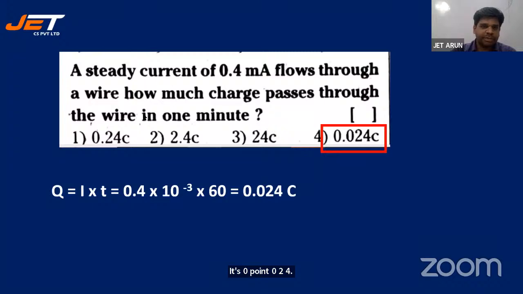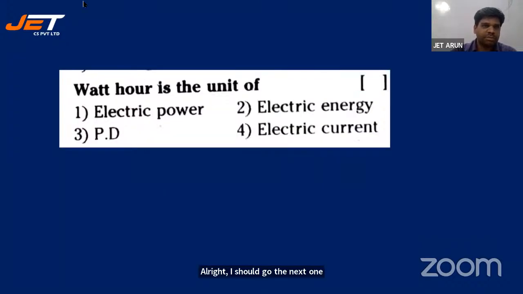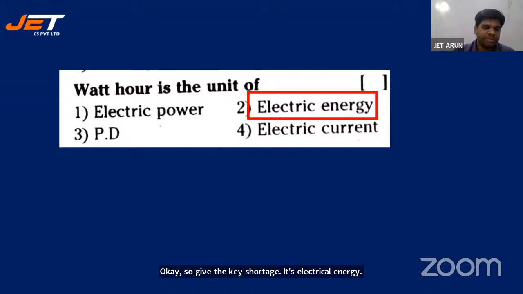All right, let's go to the next one. What is the unit of electric power, electric energy, potential difference, electric current? Watt is for power, but what is the unit for watt-hour? Let's look at the key, students. It's electrical energy. All right, let's go for the next one. Almost everyone is correct, but a few of you have answered one. One is wrong, students. Correct your mistake, all right? It's okay to be wrong.